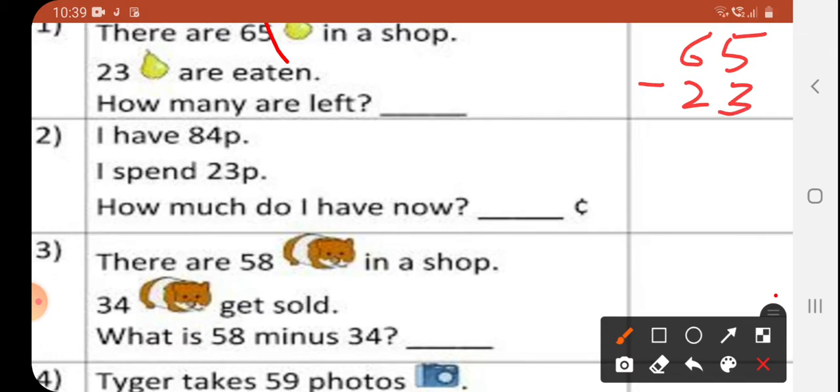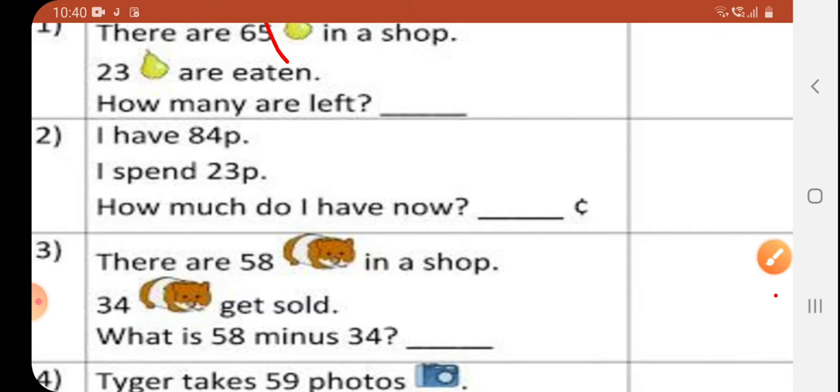Now same here. I have 84 paisa and I spent 23 paisa. How much do I have now? Total I had 84 paisa and I have spent 23 paisa. So again, 84 minus 23.